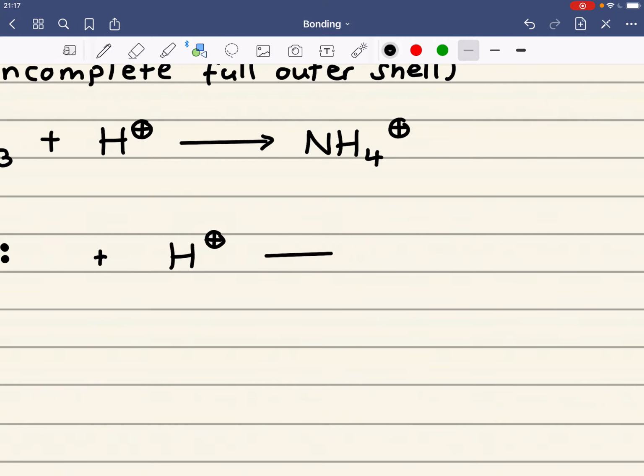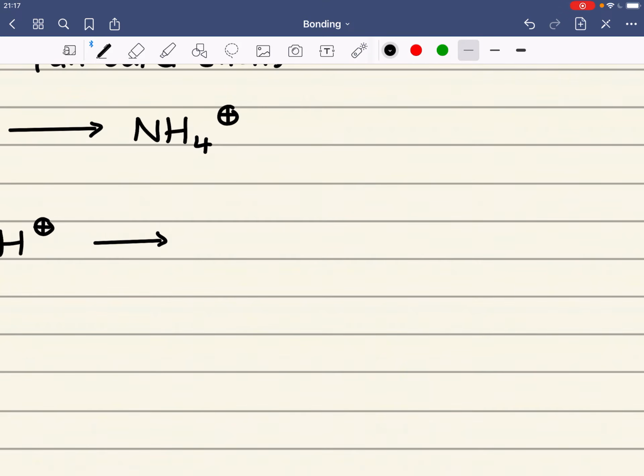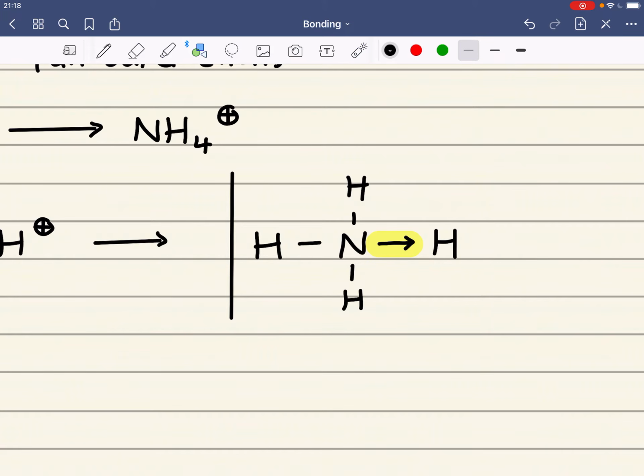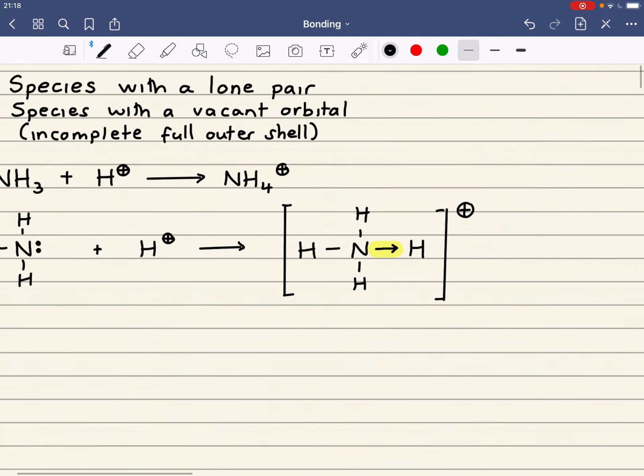So the result of this would be as follows. And we show the dative bond, and how it's been formed in a different way to the normal covalent bonds, by an arrow. And the arrow points from the atom giving the pair of electrons. So they go from the N to the H. And what we usually do then is put a square bracket around this as well to show that we've got an ion. So that's my ammonium ion.